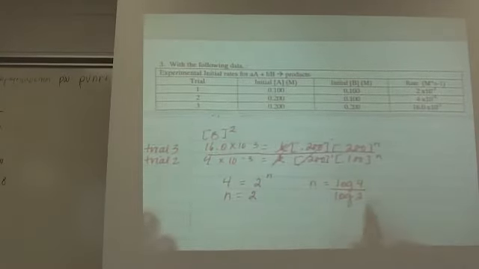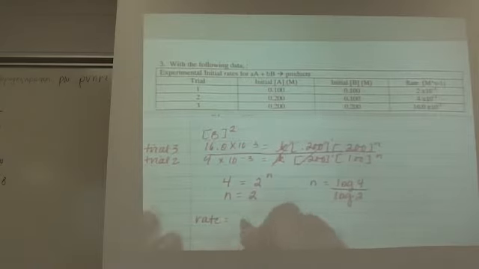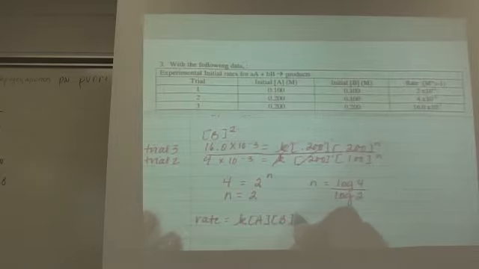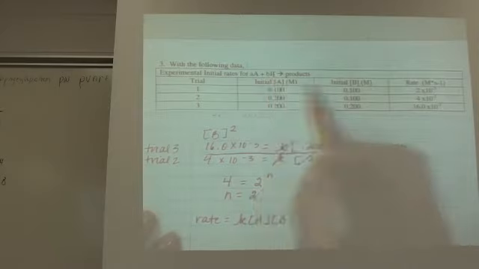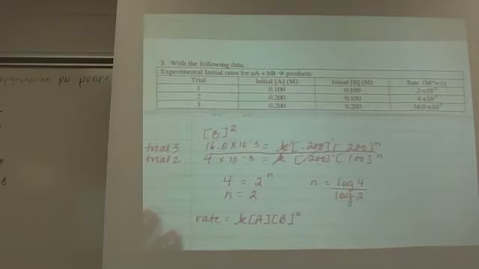So we've done all of this work just to find the exponents in the rate law. So now we have rate is equal to k times A, which is first order, times B, which is second order. This is the rate law for this equation.